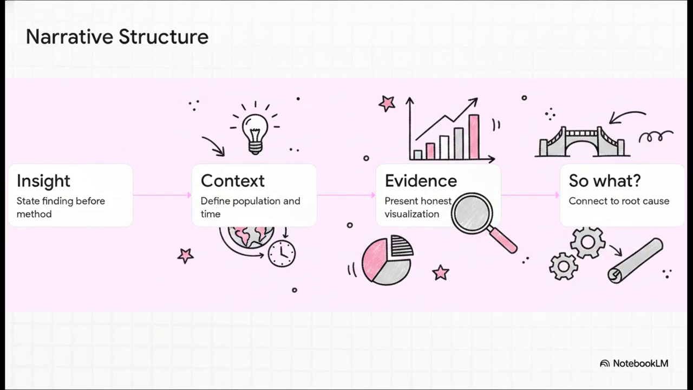Step 1. Lead with the insight. State your finding in one clear sentence before showing any method. Step 2. Give context. Define the population, the place, and the time. Step 3. Show the evidence. Present that one honest visualization that best supports your point. And step 4. Say the so what. Connect this finding right back to your root cause and explain exactly what it means for your upcoming prototype.